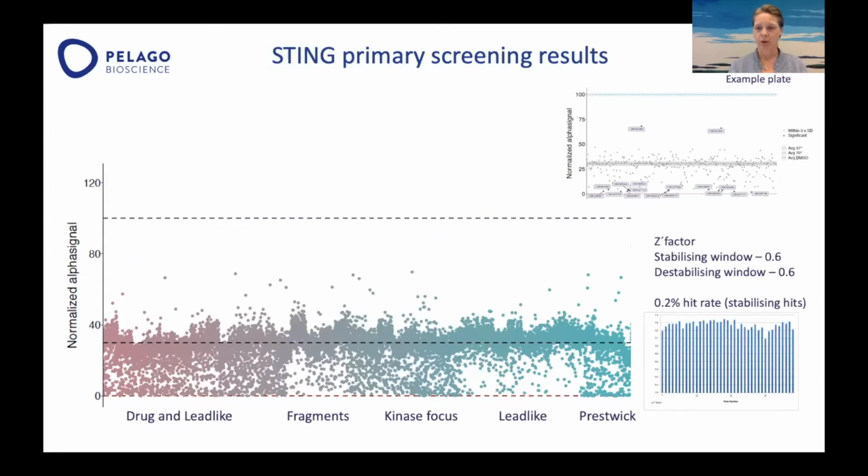So again, the screen worked well from a technical perspective. We had good Z prime factors for both the stabilizing window and the destabilizing window. And again, the example plate up in the right corner shows an example plate. And again, you see a couple of destabilizing hits, but also some stabilizing hits.